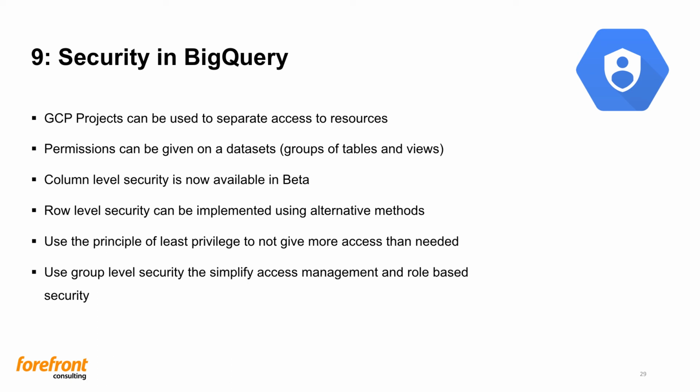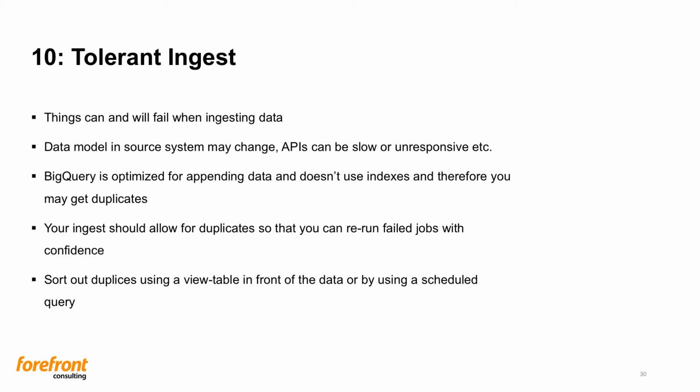So now, when we have the possibility to provision and to set the permissions, we also need to think about how to make the data warehouse resilient. Because there will always be things that stop working, APIs become unresponsive, your source systems might change, the schema might change. So you should really allow for failure. One way to do that is also to allow for duplicates, so you can rerun a failed job with confidence. When rerunning the job, you have the risk of having duplicates, so you should really allow for that.